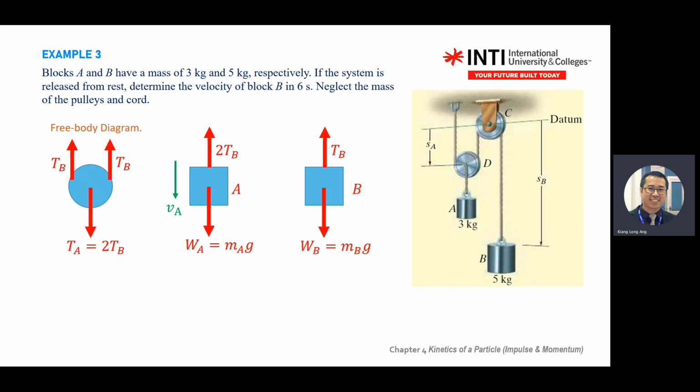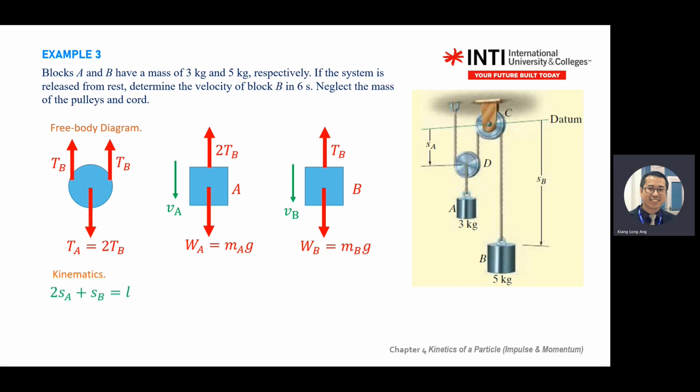In this case, because we are now in chapter 4, we are dealing with impulse and momentum. We don't need acceleration unless the question asks you to use Newton's second law. Then you need to include a inside your free body diagram, because Newton's second law is F equals ma. Although in chapter 4, the principle of linear impulse and momentum is derived from F equals ma. B is also the same. The question asks you to find the velocity of block B after 6 seconds.